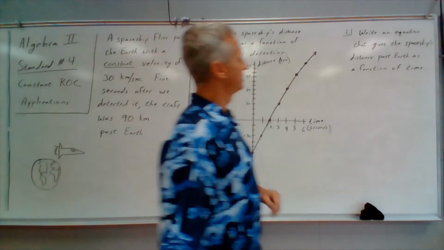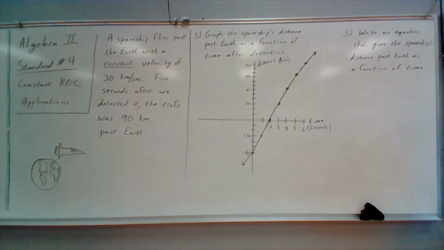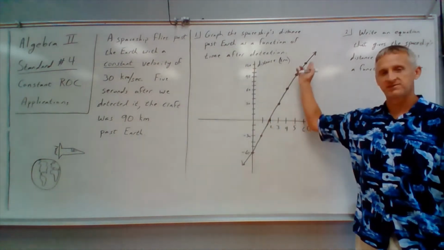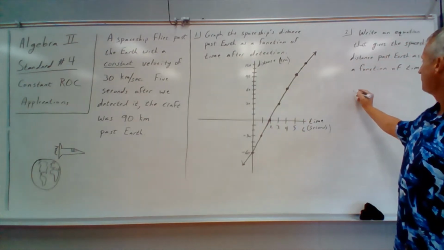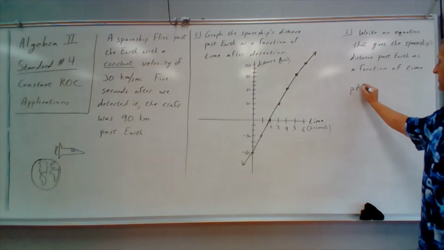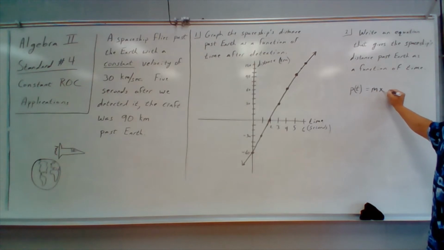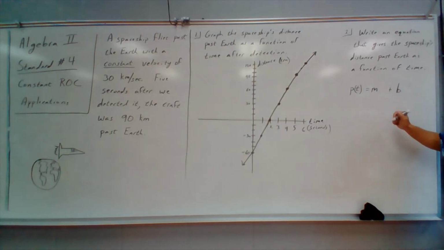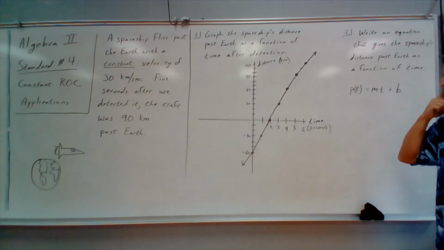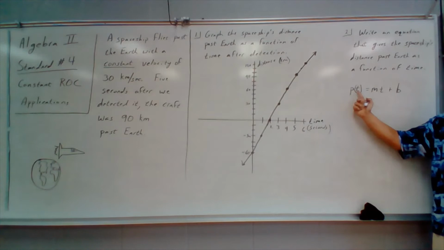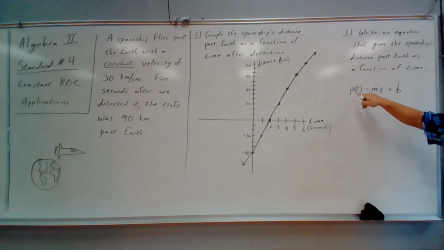All right, write an equation that gives the spaceship's distance past Earth as a function of time. What that means is I'm just going to write the equation of this line. Let's call the spaceship's distance P for position. So P of T equals mx plus b, and instead of an x here, let's use a T to stand for time. Make sure you understand that P of T is not P times T, this is a function. P stands for position, so the spaceship's position after so many seconds.